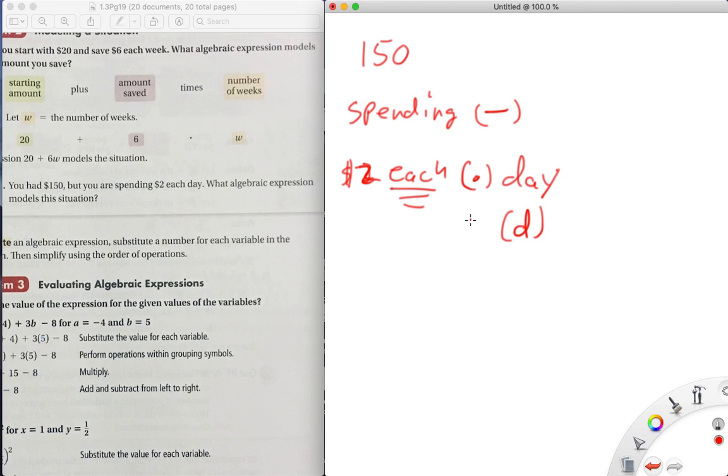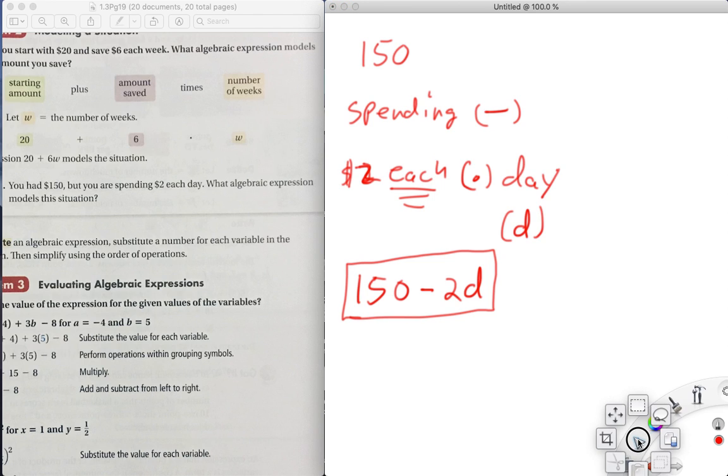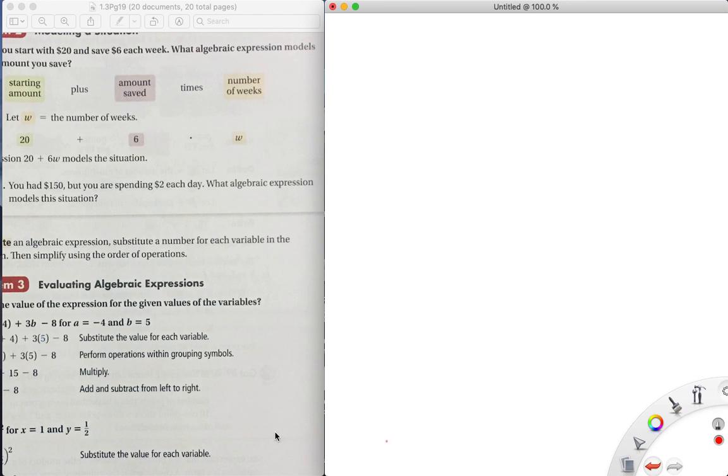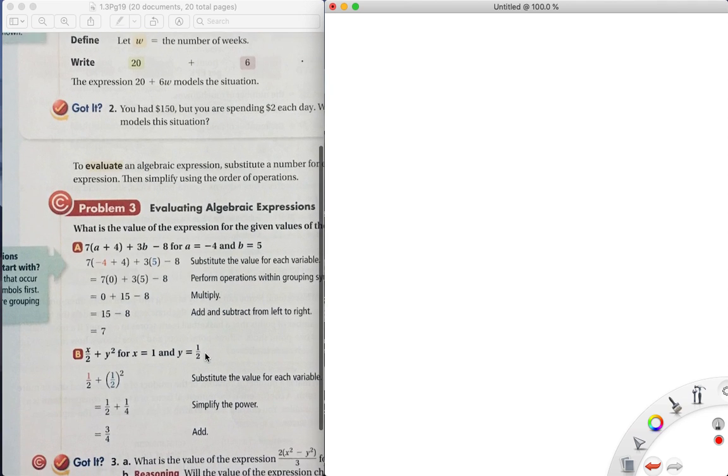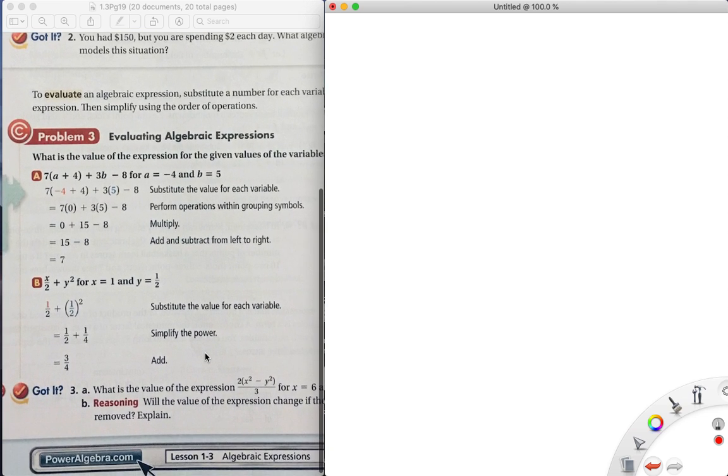I know each is multiplication, and it's multiplying each day. So I have $150, and I'm spending $2 each day, or 150 minus 2d. Okay. Evaluating these things. Hopefully we can evaluate some stuff.